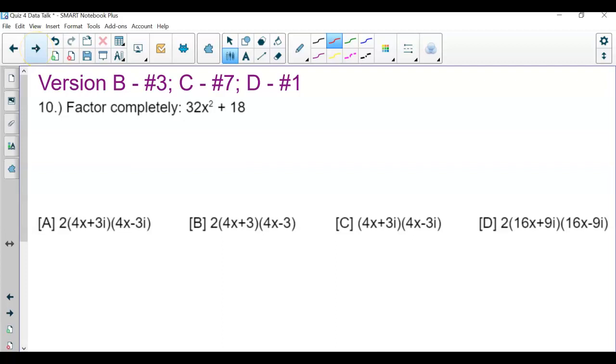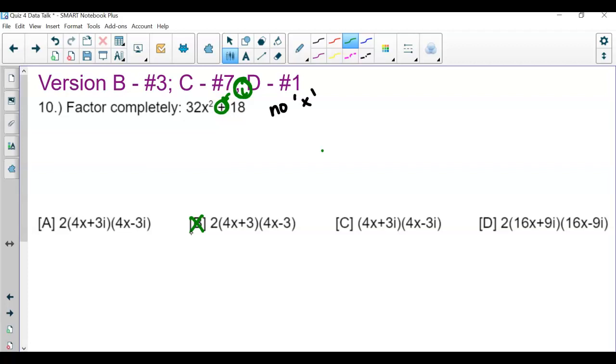Question number 10. Notice this is another factoring, but special case. See how we have no x, we just have the two terms. But we are adding. So whenever we're adding and we have the sum of the two terms that we're factoring, no x term, we do need i in our factored form. So I'm going to mark off B, and that's the only one I can mark off because there is no i.